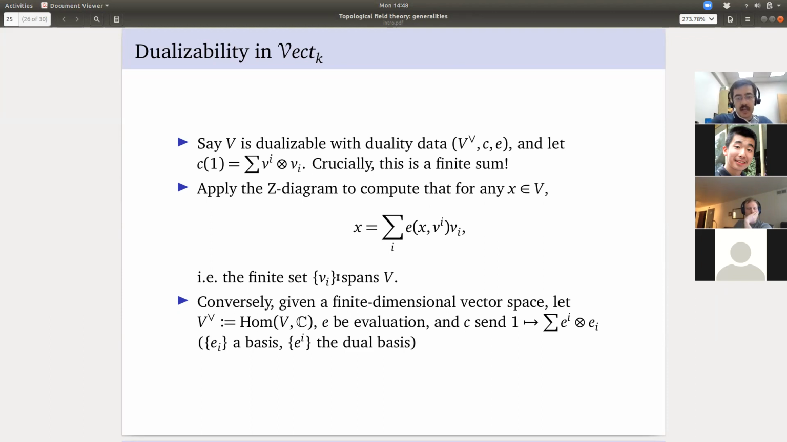Correspondingly, given a finite dimensional vector space, what do you take? You take the standard dual vector space, and E is the evaluation pairing that I mentioned. Co-evaluation is harder to define canonically. You can take any basis and the dual basis and then say E upper I tensor E lower I and sum. You could also say that V dual tensor V is naturally isomorphic to End of V, and then pick the identity, and that's sent to this under this identification. So finite dimensional vector spaces are dualizable.